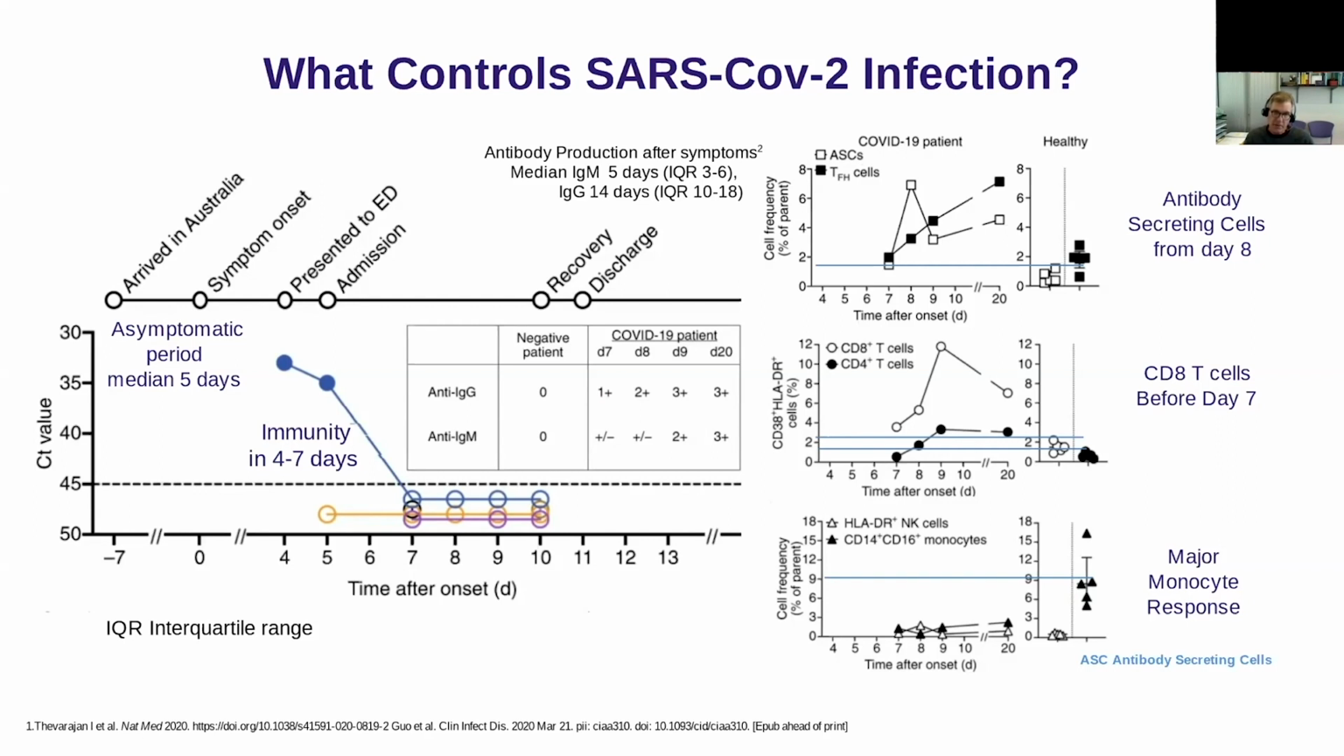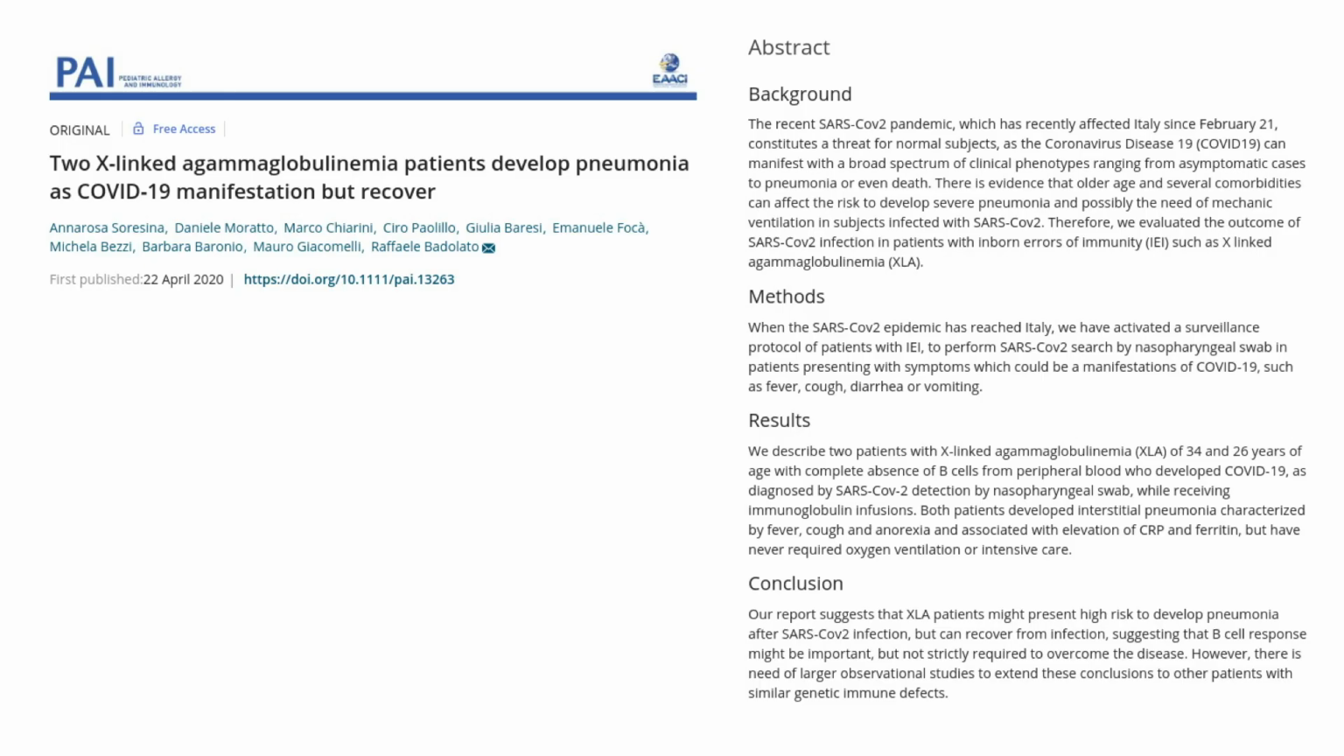So the immune response to the virus takes time to ramp up. And I think what's quite clear is the initial response is driven by monocytes, followed by CD8 positive T cells, and later on the B cells kick in.